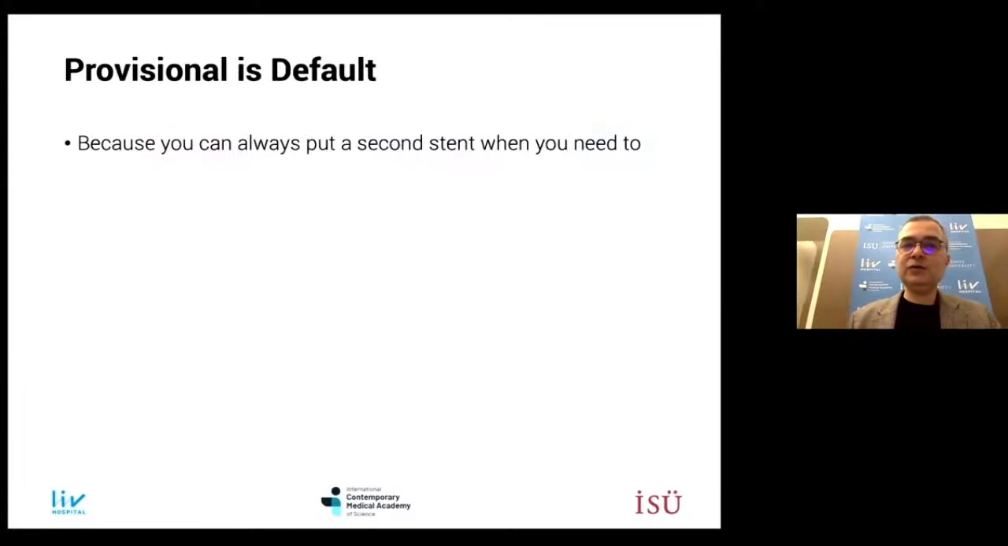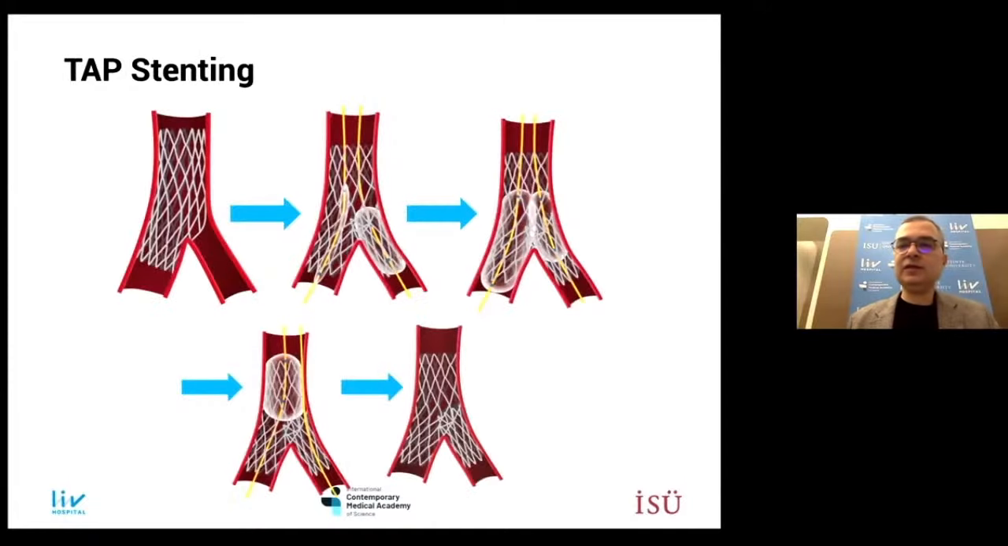So provisional is default because you can always put a second stent when you need it. You can advance with a TAP stenting. You can make a reverse crush. You can do a culotte. So you have plenty of options.